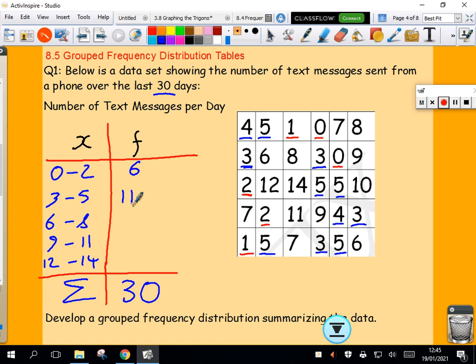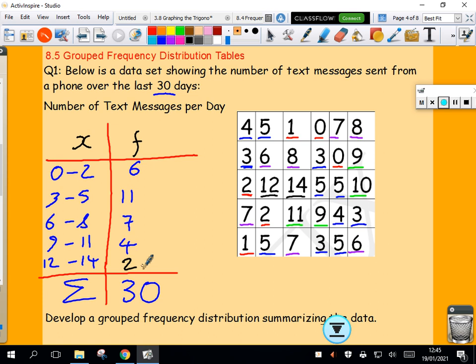6 to 8. So any 6s or 7s or 8s. 1, 2, 3, 4, 5, 6, 7. I'm getting 7 values in there. 9 to 11, so any 9s or 10s or 11s. So let's count those. There's 1, 2, 3, 4. I'm counting 4. And then any 12 to 14. 12s or 13s or 14s. 1, 2. I think that's it.